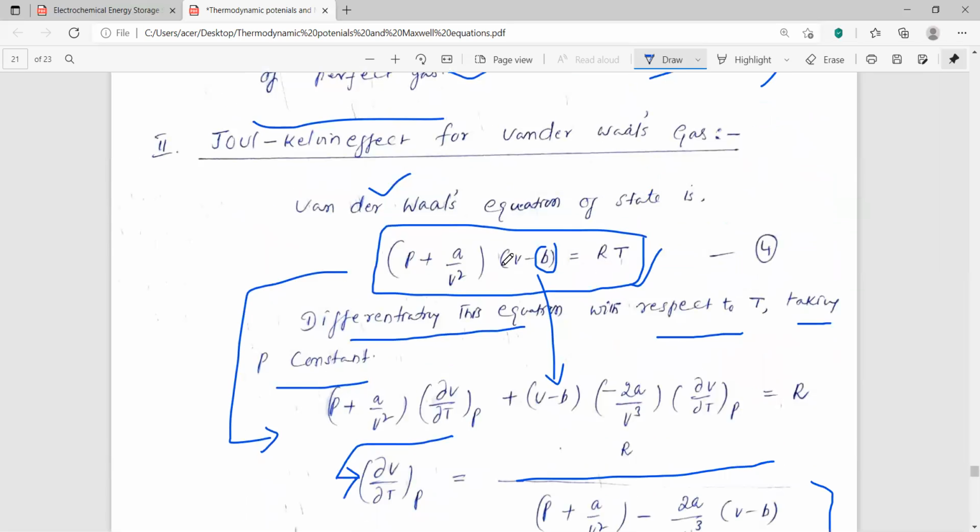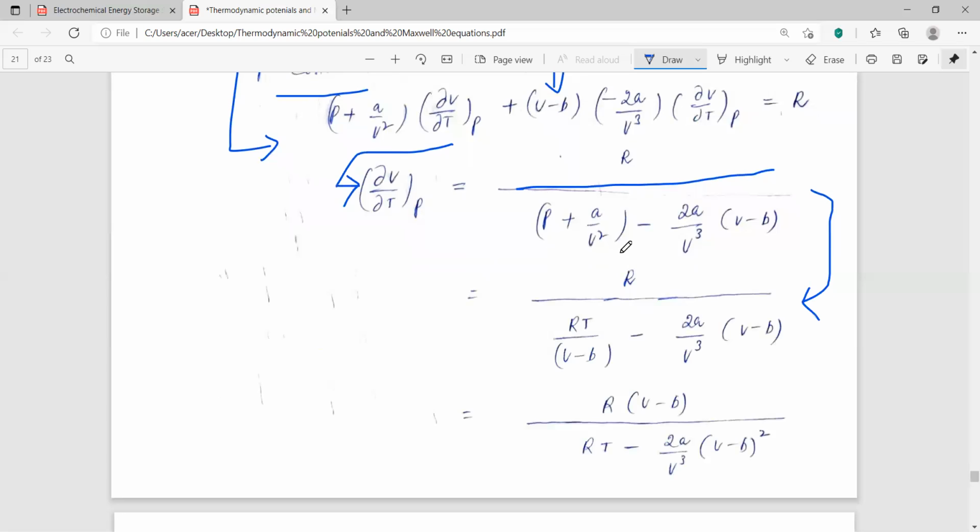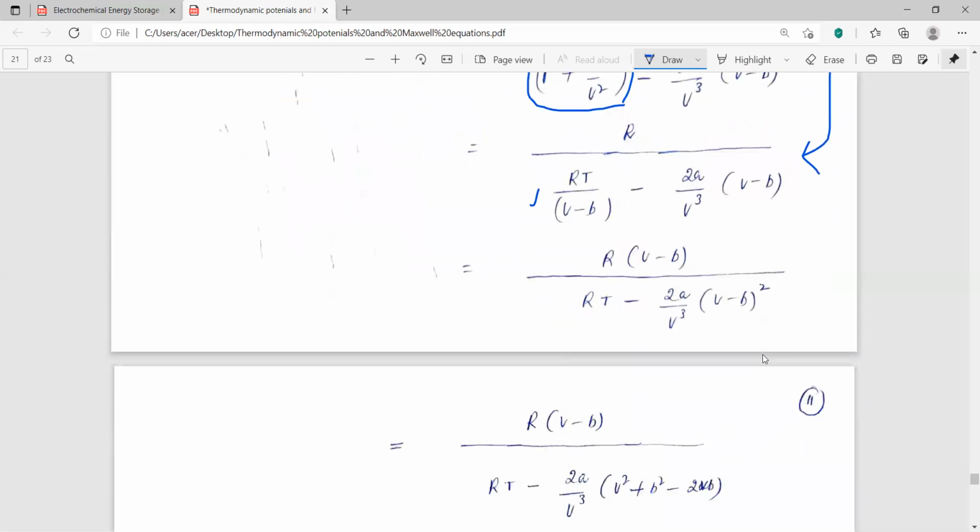What is the van der Waals equation? P plus A by V square of V minus B equal to RT. If you take this value to the right hand side, P plus A by V square becomes RT by V minus B. So, in respect of this value, I can write RT by V minus B. So, in place of P plus A by V square, I can write RT by V minus B minus 2A by V cube into V minus B.